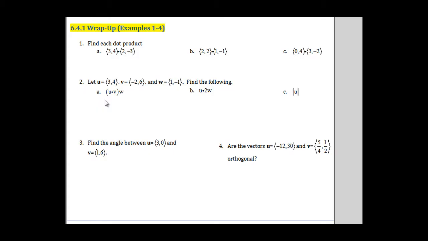All right, go ahead and try the wrap up for 6.4, examples 1 through 4. In number 1, you're just finding the dot product. For number 2, you're finding the dot product, which will be a scalar number, times a vector, so you should come up with a vector. When you get to part C, remember that u dot u is equal to the magnitude of u squared. So if you find the dot product, you can just take the square root. Number 3, apply the formula. And number 4, check the dot product. If it's 0, they're orthogonal, and if it's not 0, they are not orthogonal.